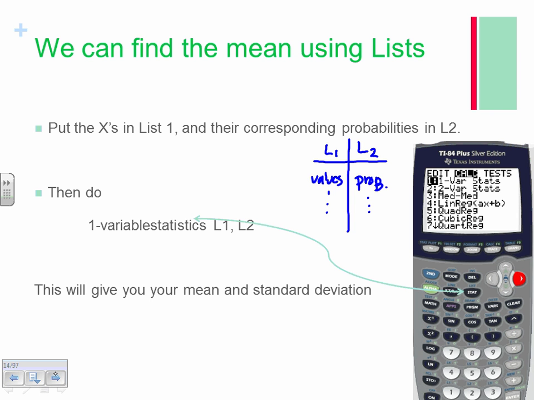Then when you go to stat calc one variable statistics like we did before, we're going to do something a little bit different. After we hit one variable statistics, do list 1 comma list 2. And if you forget where those lists are, they're right there on your calculator. You can do second L1 for the first one, and then second 2 to get to list 2. When you do that, it's going to give you an output that tells you the mean and the standard deviation for this probability distribution. So it's pretty cool.